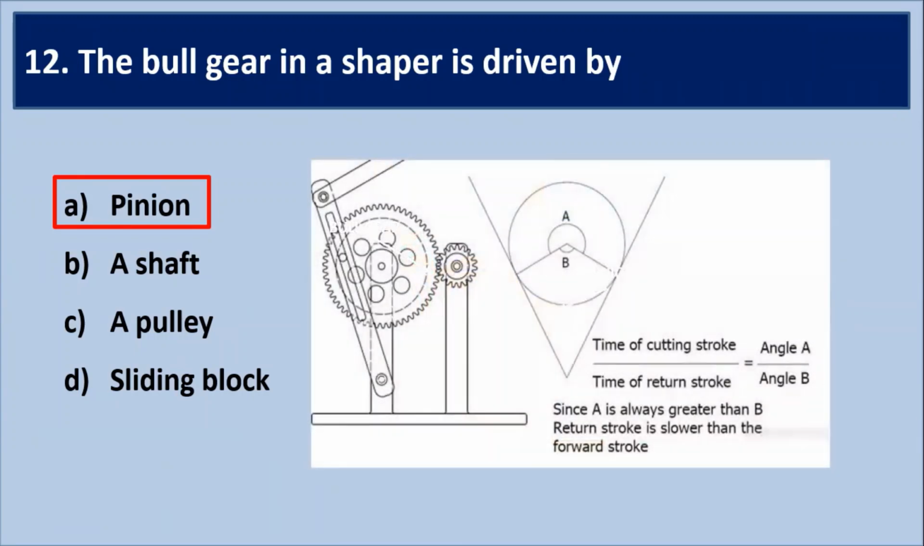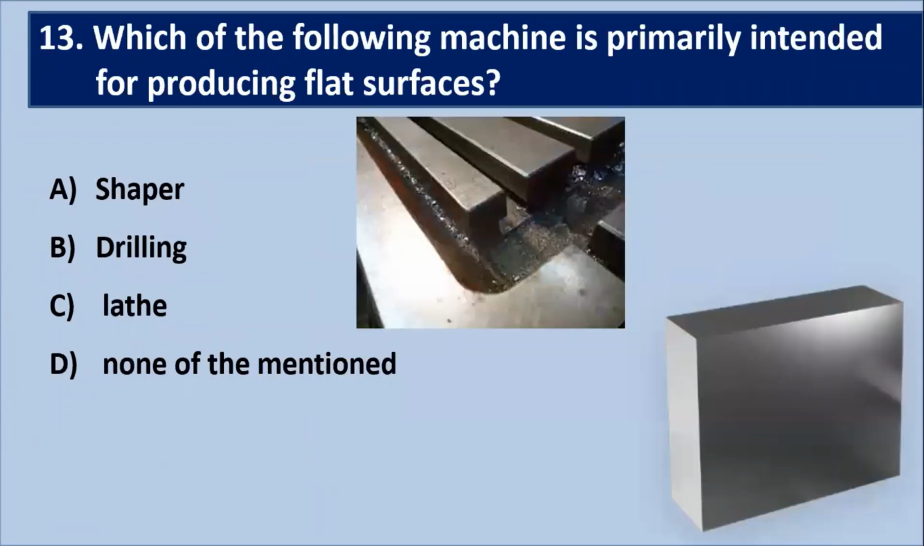This is what I showed, the pinion and the bull gear. Next question. Which of the following machines is primarily intended for producing a flat surface?